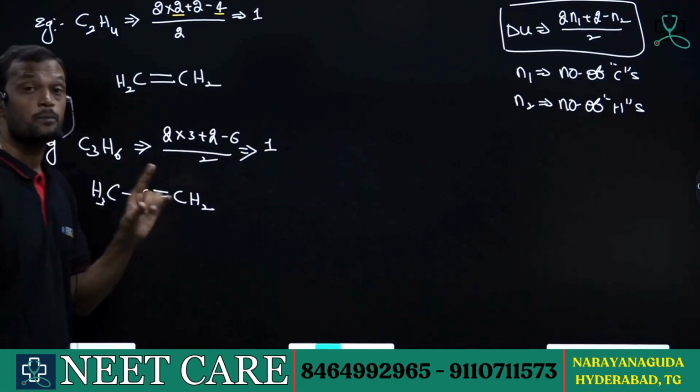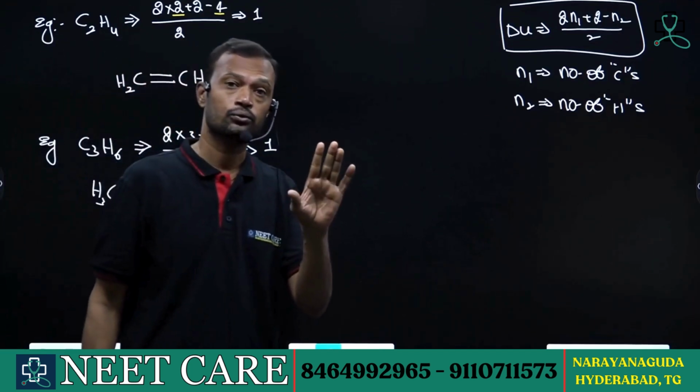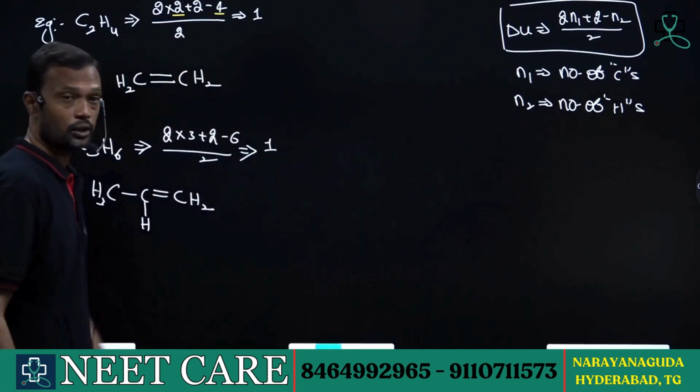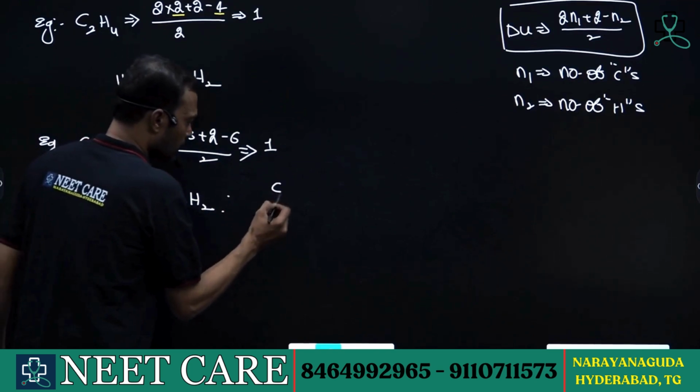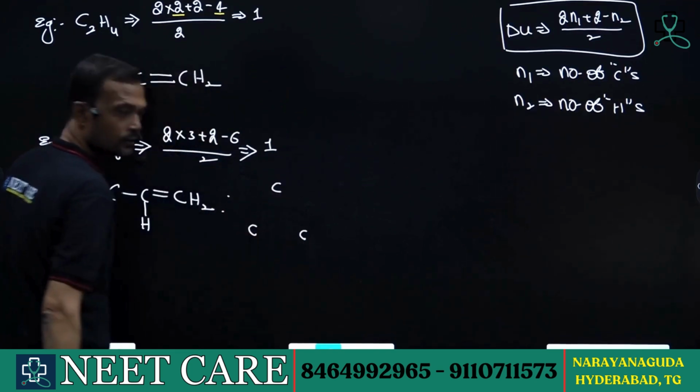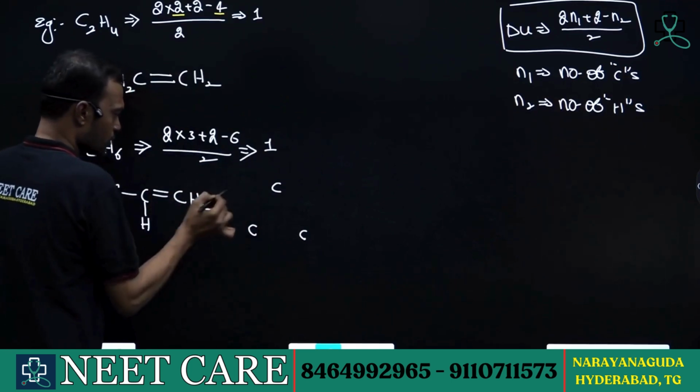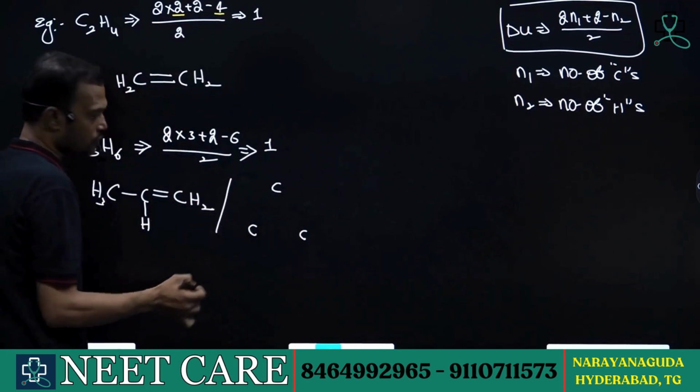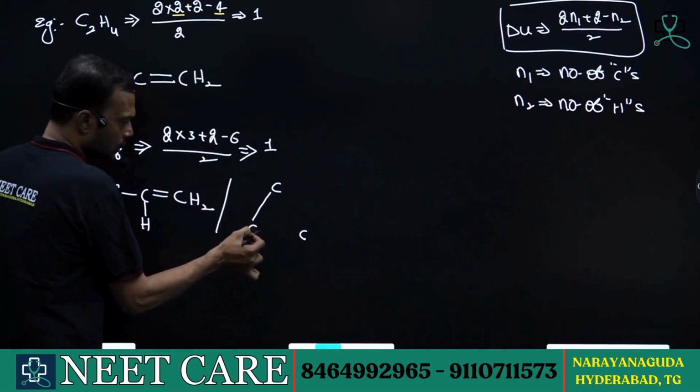And see, is it possible to create one ring with the DU? 100% possible. 3 member you can create or not? Remember, write down 3 carbons. This is one more structure. This is the first structure with one double bond. Now it is the second structure. Now what I am creating is a 3 membered ring.